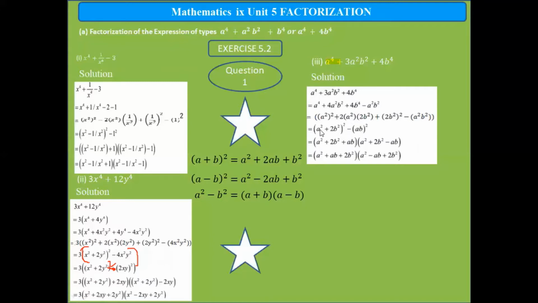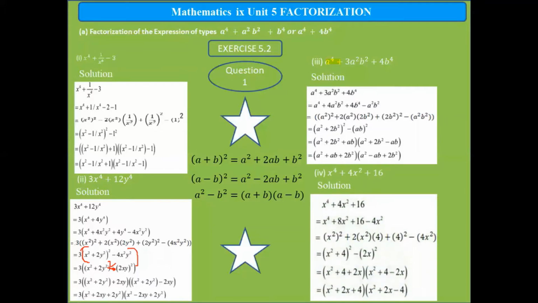So we can write this in closed form: a square plus 2b square whole square, minus a square b square, which can be written as within bracket ab whole square. Now we can use the formula a square minus b square, which is equal to a plus b and a minus b. So this complete term is a, and this is b. So a plus b and a minus b: a square plus 2b square plus ab, and a square plus 2b square minus ab. Writing in descending order: a square plus ab plus 2b square, and a square minus ab plus 2b square.